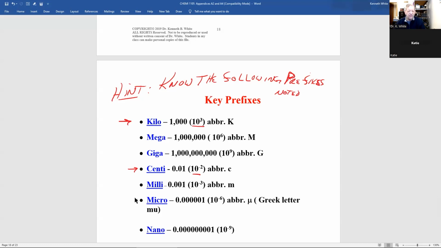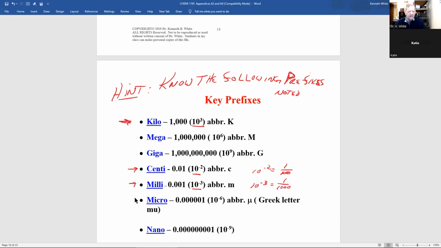And the other thing is milli, like in milliliter, you should know 10 to the minus third. So kilogram means 1,000 of something, 10 to the third. Centi means 1/100, 10 to the minus 2. And milli, 10 to the minus 3, equals 1/1,000. And on the test, micro is 10 to the minus 6, which is a millionth, and that we're not going to use.